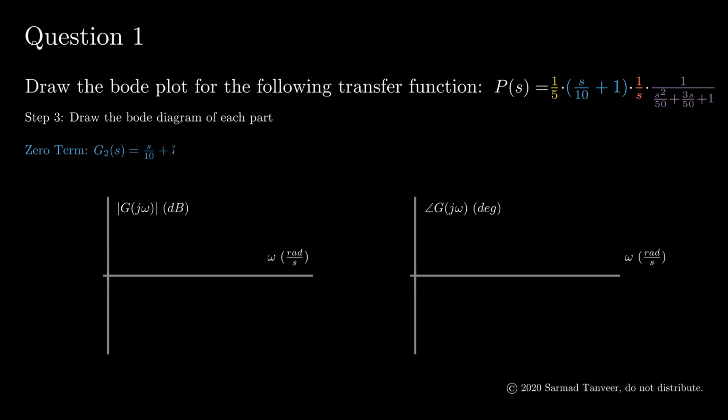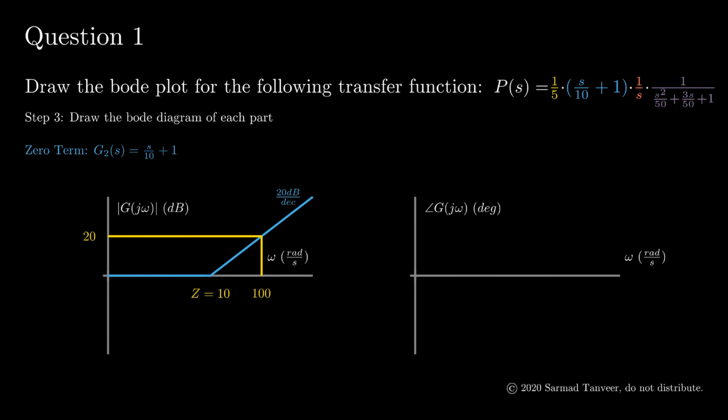Since our zero value is 10, which is larger than 1, our magnitude plot returns a value of 0 until it reaches a frequency value of 10, at which point it achieves a slope of 20 decibels per decade indefinitely. As an example, at a frequency of 100, it will have a value of 20.